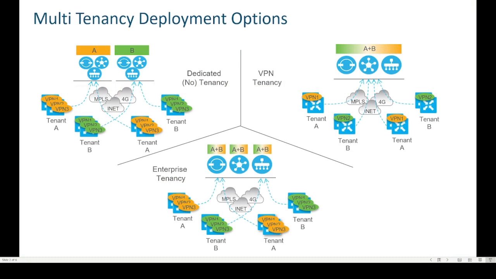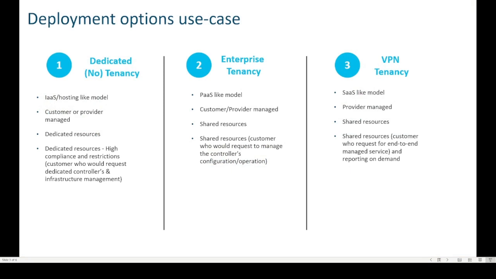One way to achieve multi-tenancy is to have a dedicated set of controllers for each customer or business unit. Another way is by implementing VPN segmentation, where each customer or business unit is mapped to a virtual routing instance. A third option is to have the controller backend shared across multiple customers, where data is logically isolated on these shared controllers. Now, let's map each deployment option to a use case.